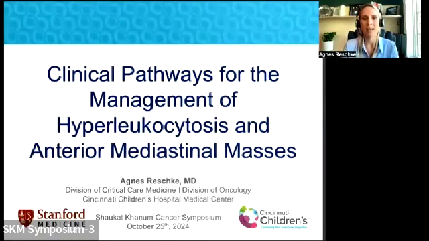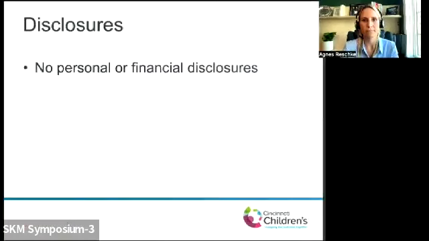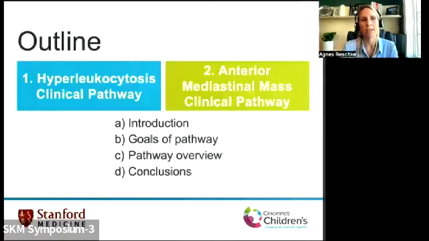I will be talking to you today about two clinical pathways I created at my prior institution, Stanford University, to improve care for patients presenting with two common oncologic emergencies, hyperleukocytosis and anterior mediastinal masses. I have no personal or financial disclosures. Here's a brief outline of my talk. I'll first talk about our hyperleukocytosis clinical pathway, followed by our anterior mediastinal mass clinical pathway. For both, I'll begin with a quick introduction, go through the goals of the pathway, show you the pathway focusing on the aspects I find to be the most novel and important, and end with my conclusions.